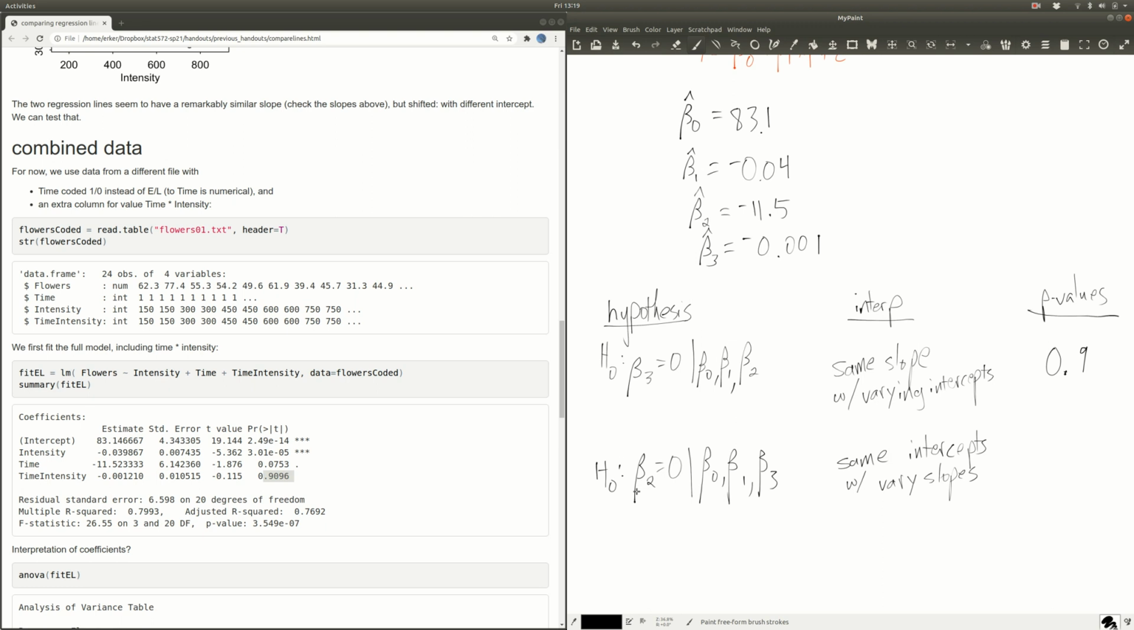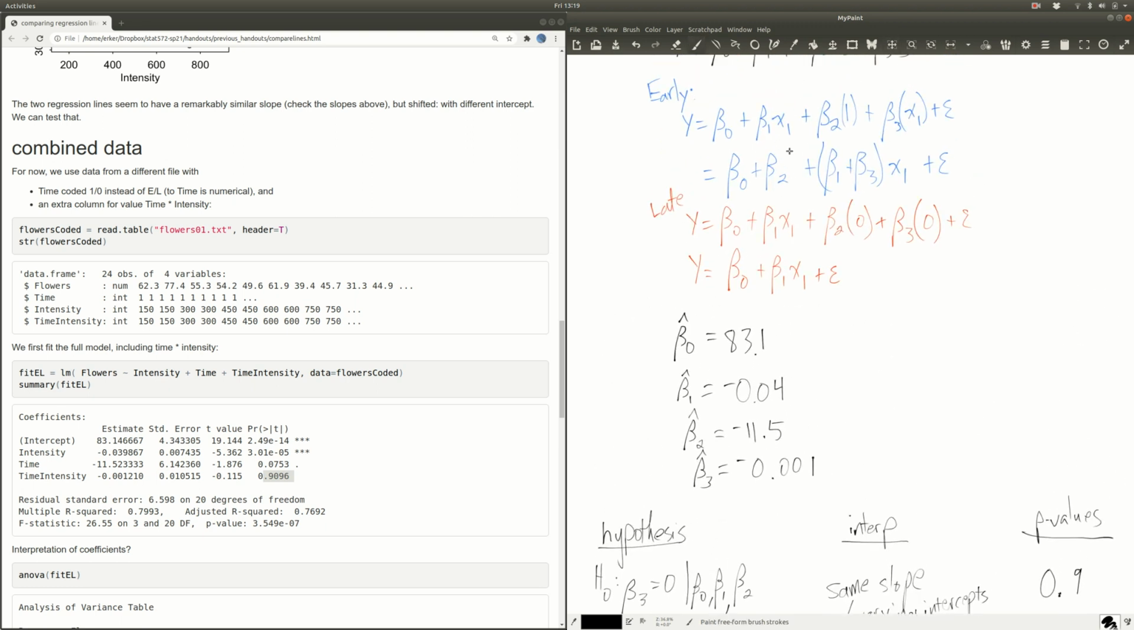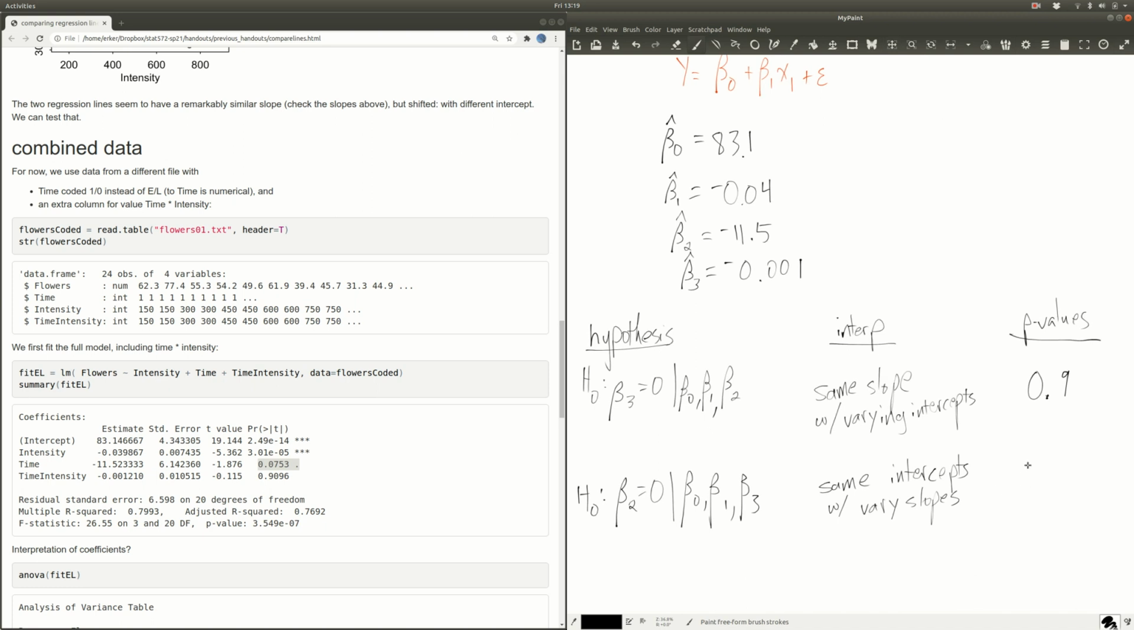What about this hypothesis? Is beta 2 equal to 0 given everything else? Beta 2 here is the difference in the intercepts. And that's going to come from here this time, because this is our binary indicator variable. The difference is negative 11.5, right? And let's look at this p-value. The p-value here is borderline. It's much smaller, not super small, it's 0.075. So maybe there's something going on here.